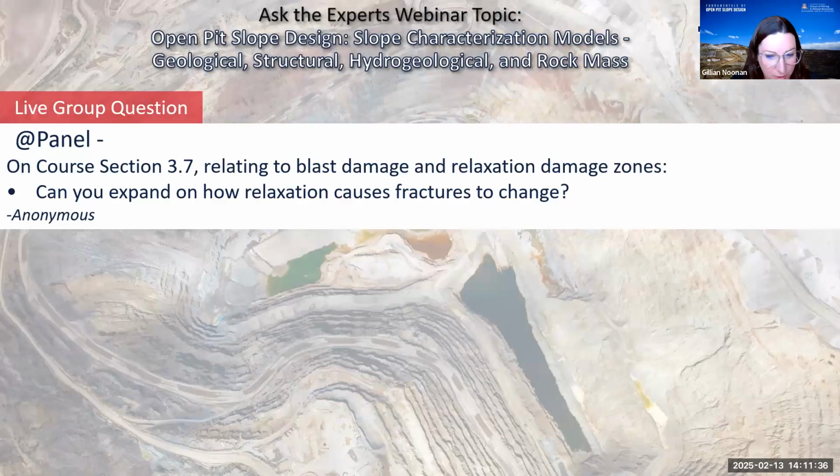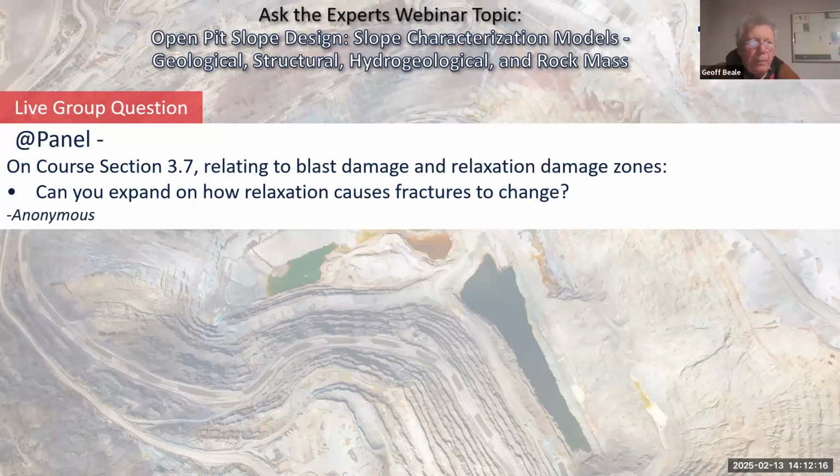So Jeff's module is module 3.7 in the course, which is the hydrogeological model on hydrogeology and slope engineering. And so this question is on that module. And we did talk a bit about stress relaxation for fractures, but maybe you can just add a bit more with regards to the hydrogeology and slope engineering module relating to blast damage and relaxation damage zones. So could you expand on how relaxation causes fractures to change, and then I guess the hydrogeological implications of that?